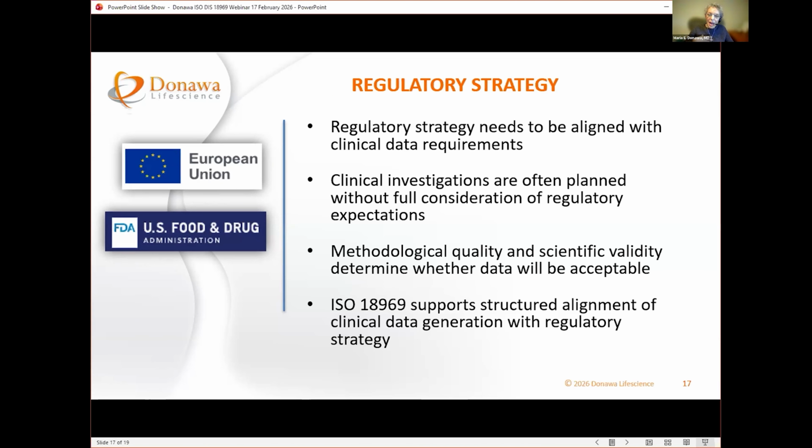Where I see this, and where I have to look at this, is when somebody says, here is all the device information, please develop the clinical evaluation plan and report. That's when the methodological quality and scientific validity is looked at. At that stage, as Danielle mentioned before, it's too late. So 18969 supports the alignment of generating clinical data with sensible regulatory strategy.